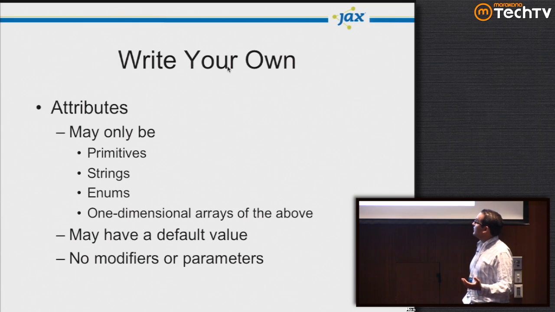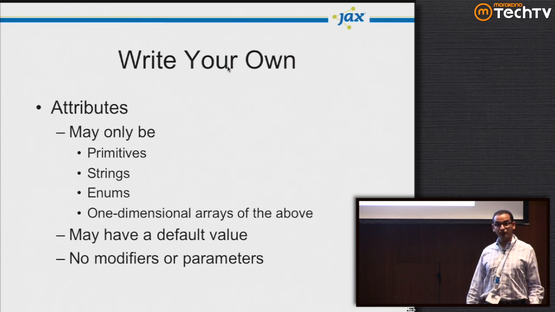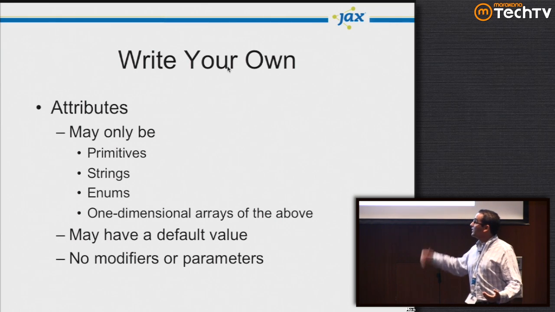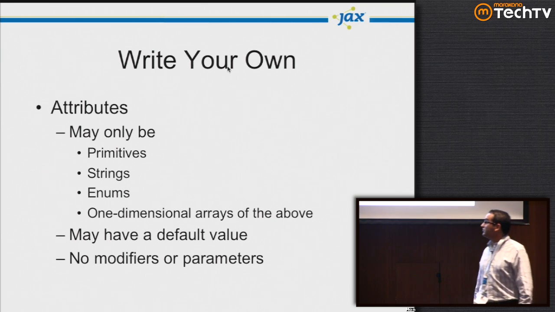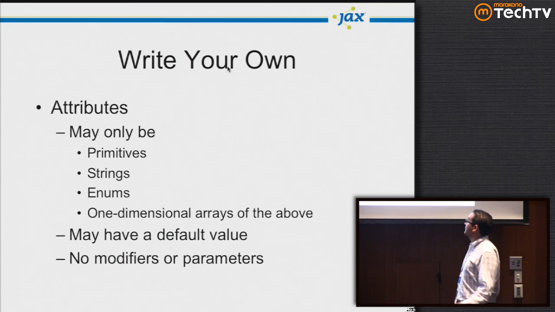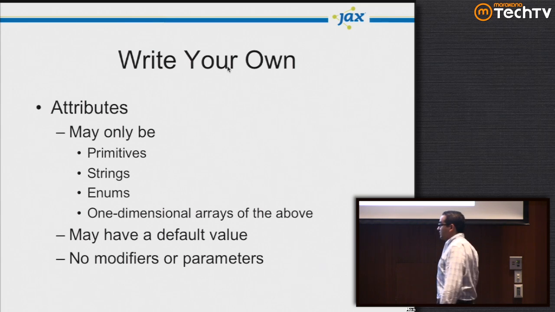There are certain restrictions around the values of attributes: they can only be primitives in Java, they can only be strings, they can only be enums, and they can only be one-dimensional arrays of the above. I think they allow class as well. And they may have default values, and modifiers are not allowed.